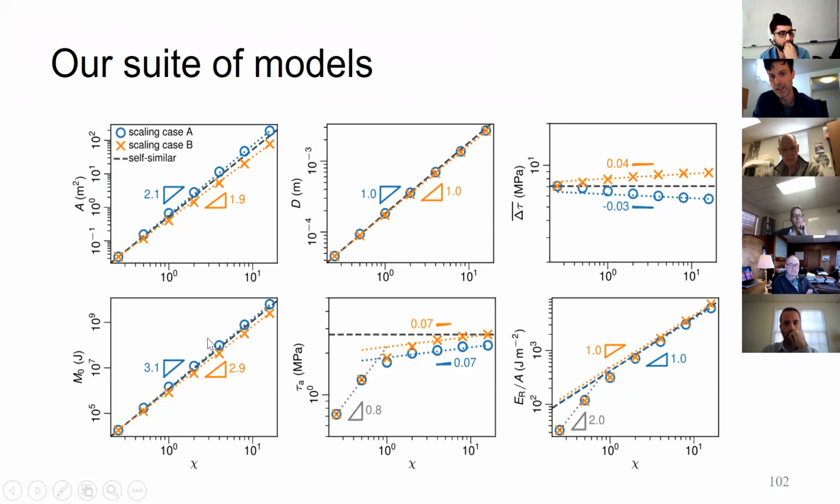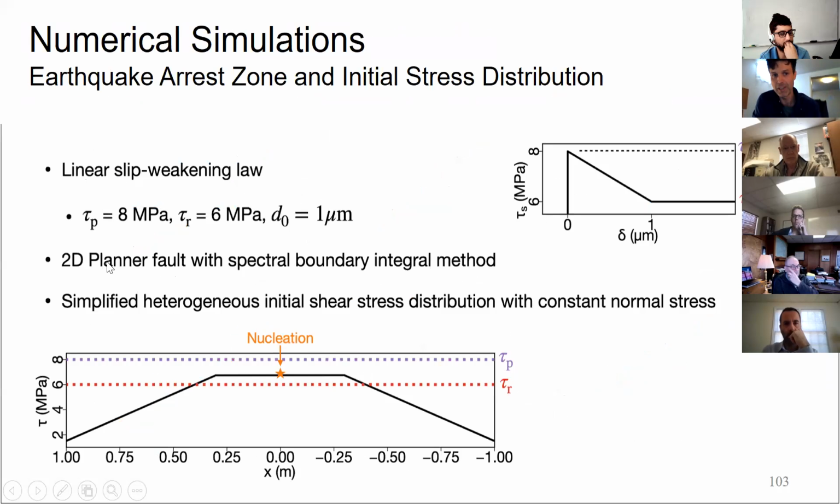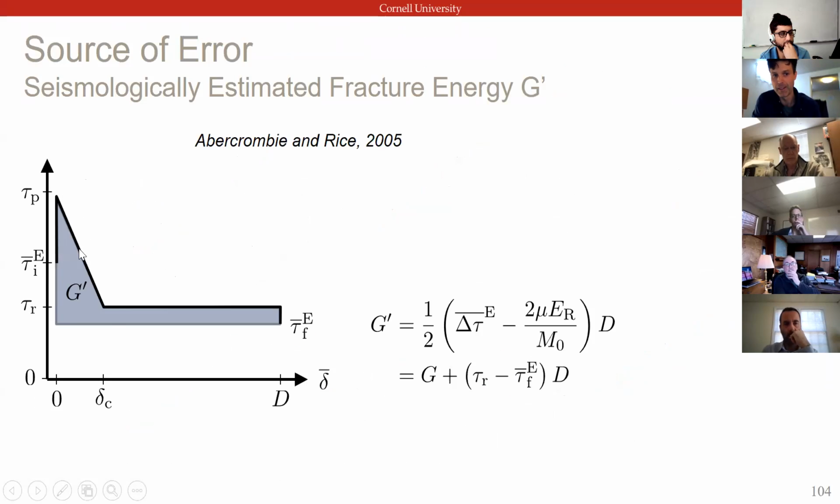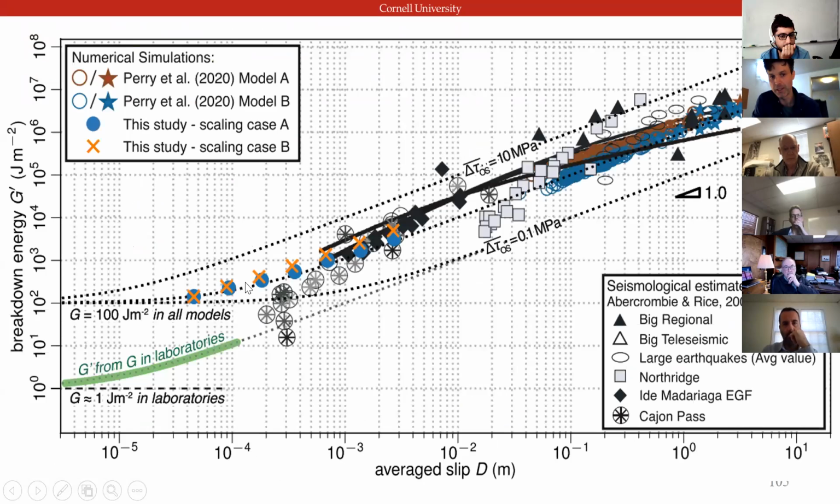And we looked at this and we found that if you calculate the seismically observed fracture energy from Abercrombie and Rice for these different models, that seismically observed fracture energy scales, even though the actual fracture energy in the models is constant.